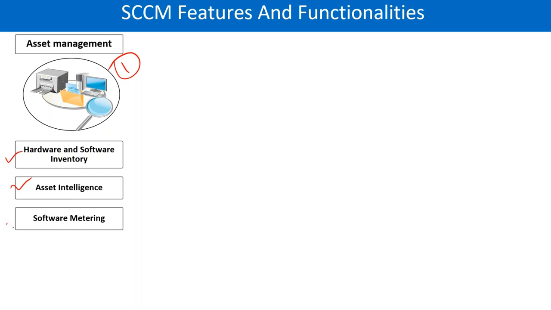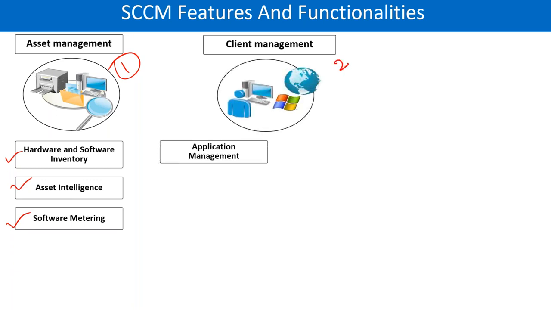Software metering, to find out the utilization of any software. Suppose in the month of August, what is the utilization of Google Chrome, or what is the utilization of Firefox? Normally we do it for licensed applications. Then client management. This is the second major role of SCCM. Now in client management, you have application management. You can use SCCM to deploy applications. Let's say you have to deploy an application on 10 computers or 100 computers or 1000 computers or 10,000 computers or 80,000 computers. You can use SCCM to deploy applications to the devices.